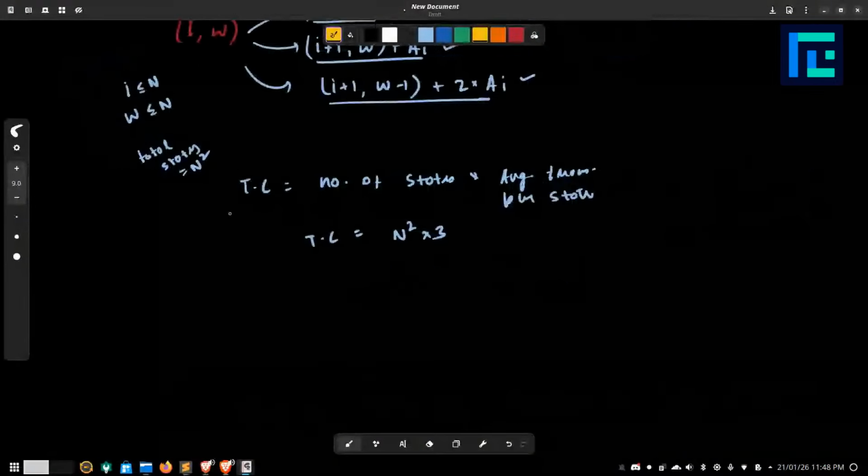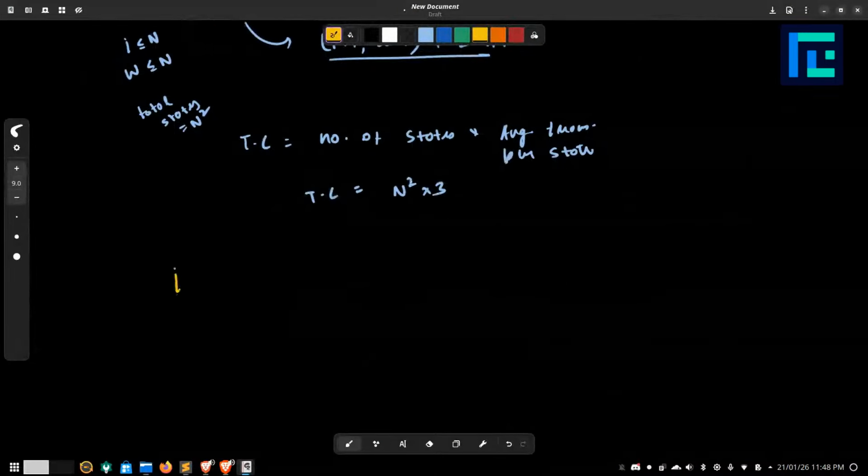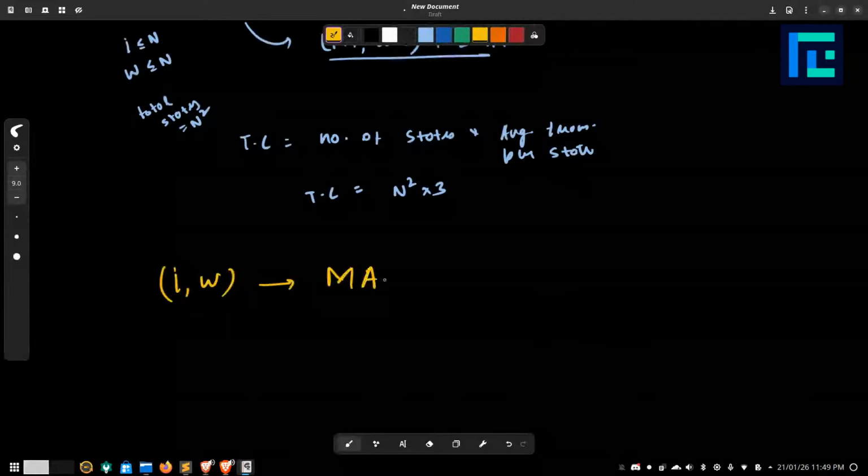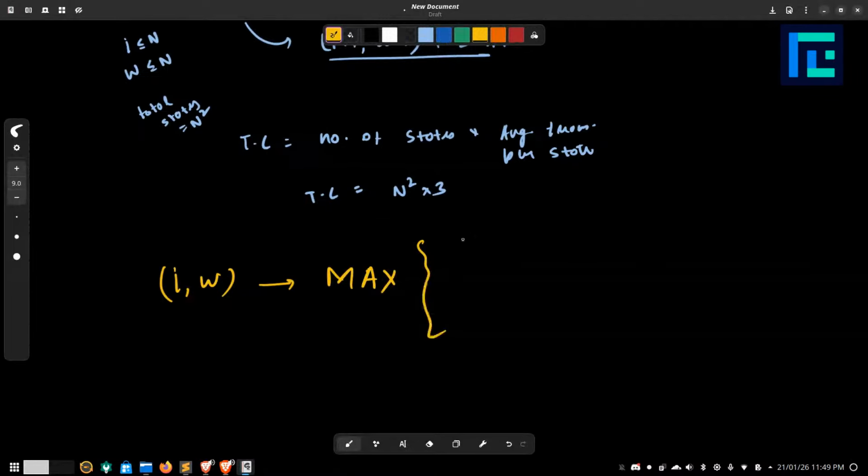So I'll explain how you can further build the solution. In order to find the answer for the state I comma w, since we want the maximum coins for each state, the answer for I comma w would be a maximum of three different states: I plus 1 comma w, I plus 1 comma w plus 1, or I plus 1 comma w plus ai, or I plus 1 comma w minus 1 plus 2 ai.